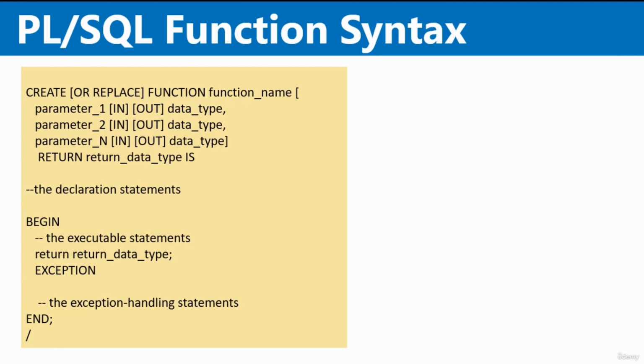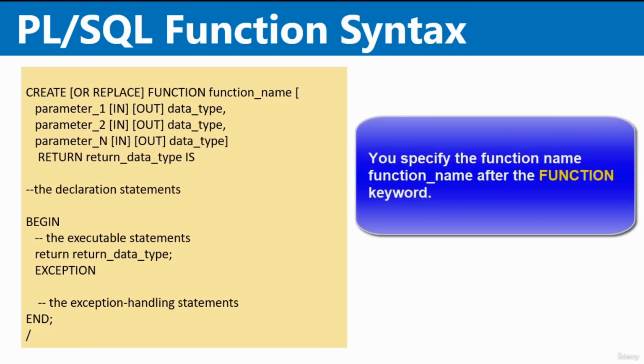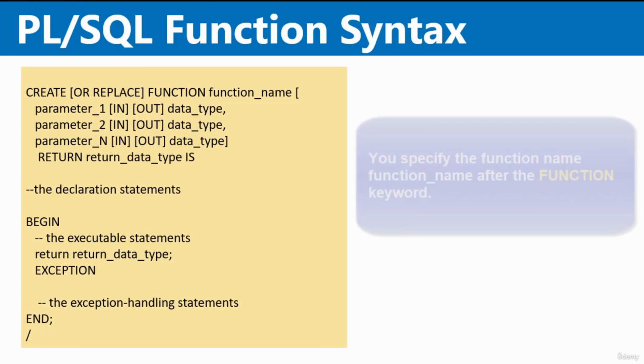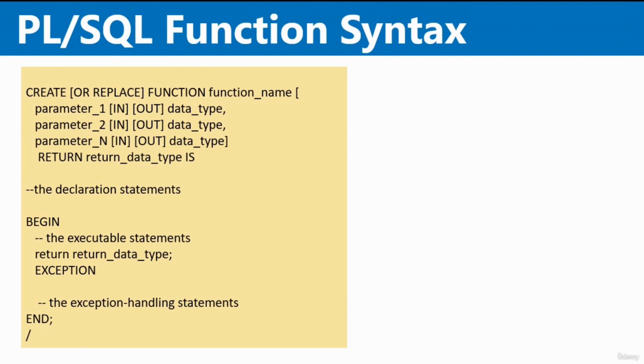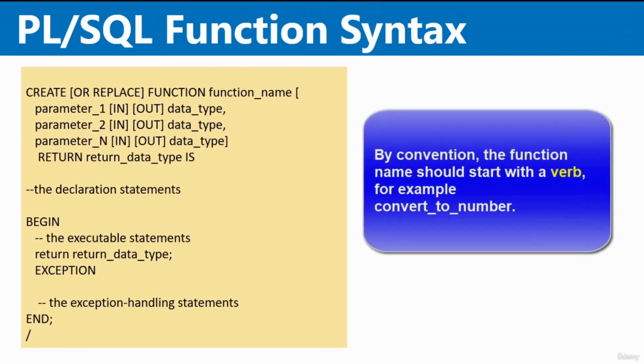Let me walk you through the syntax. You can specify the function name after the keyword function. By convention, the function name should start with a verb. For example, convert_to_number.